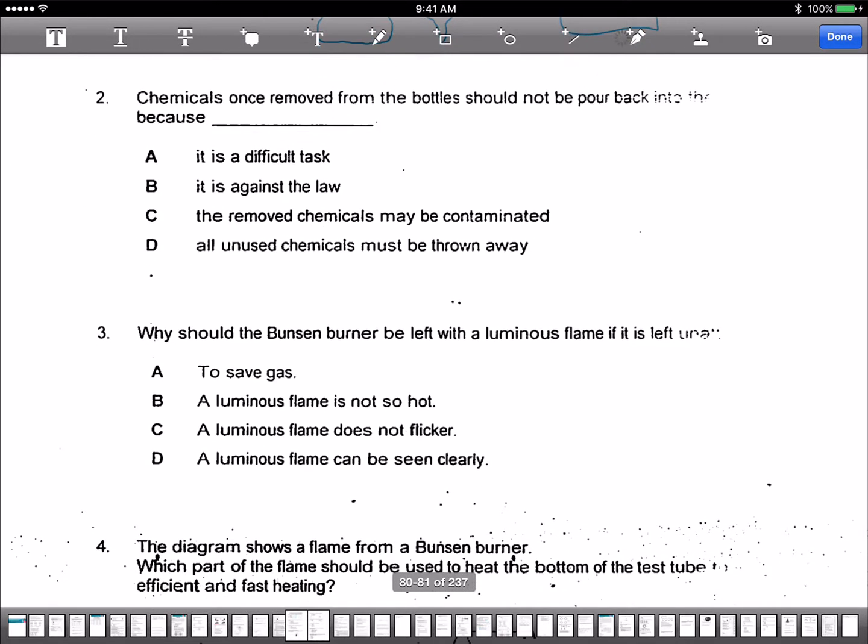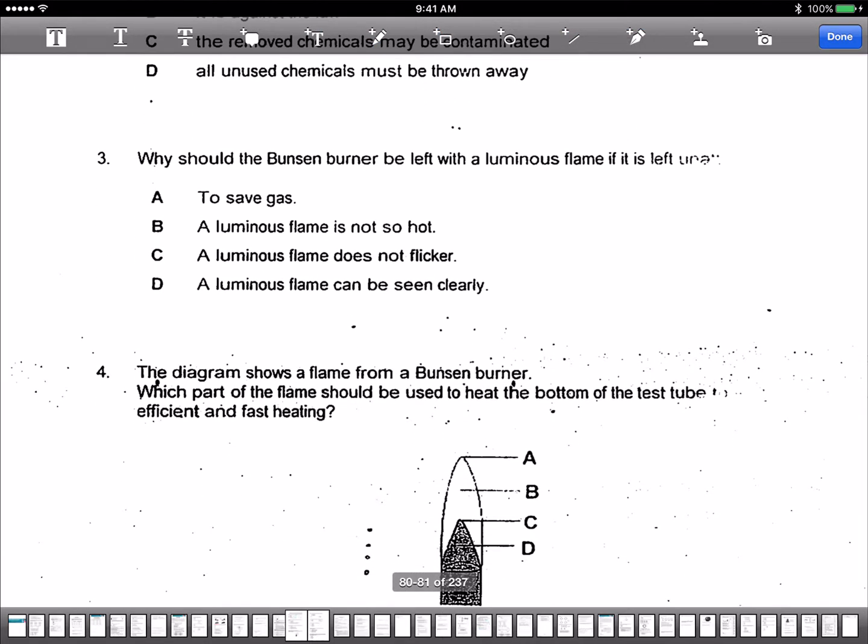Next. Chemicals once removed should not be poured back. Why? Because, C, yeah, they may be contaminated. You cannot pour it back in. If not, you will contaminate the original chemical.